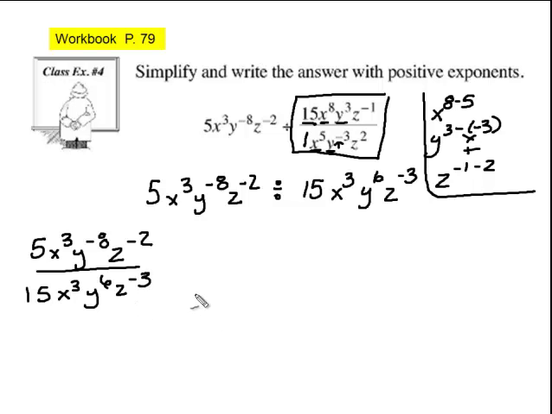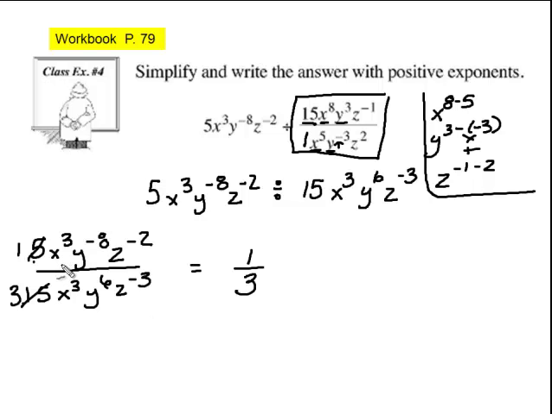So I'm going to go through and actually do this division, and I will worry about the negative exponents at the very end. So in this case I have 5 over 15. That doesn't divide evenly, but I can reduce it, right? I can divide by 5 there. So I'm getting 1/3.